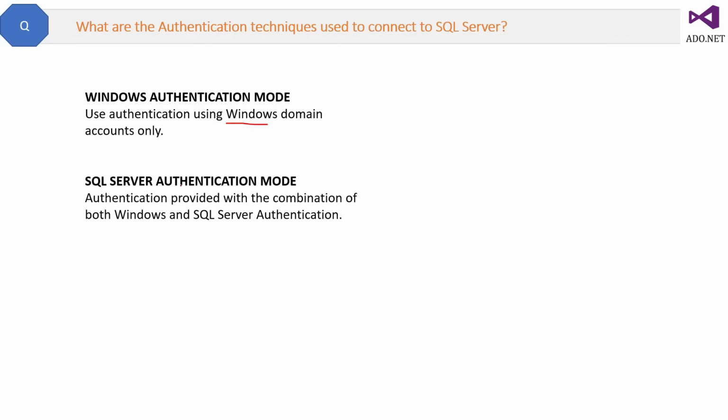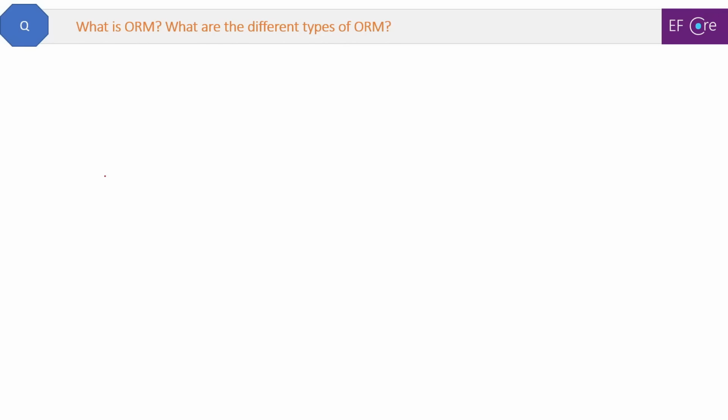Second one is SQL Server authentication mode. Authentication is provided with the combination of both Windows and SQL Server authentication. So it is a better choice because it is providing the mix of two authentications, Windows authentication also and SQL Server authentication also. In this you have to provide the credentials of the database in the web.config file. That's it.